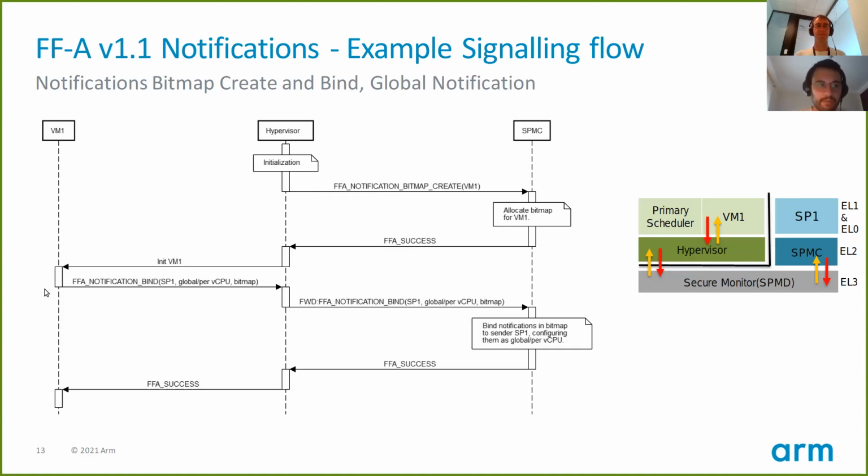This might be the time at which VM1 will use FFA notification bind to give permissions to SP1 to use a set of notifications. At this point, with this interface, the receiver should configure the notification as being global or per virtual CPU. The hypervisor should, in turn, forward this call to the SPMC, which should bind the notifications in a map to the specified sender. If all goes well, it should return FFA success, which will eventually get to VM1 as well.